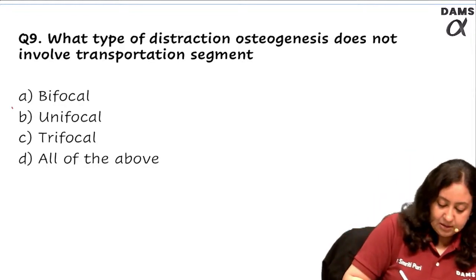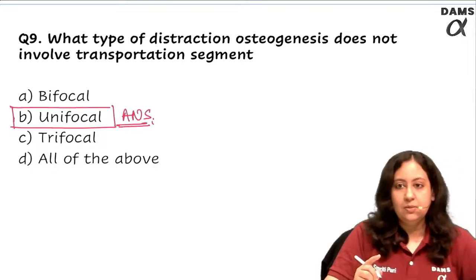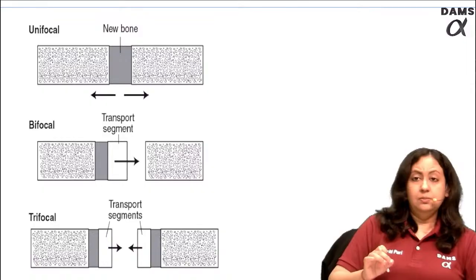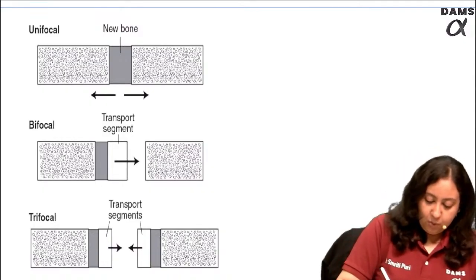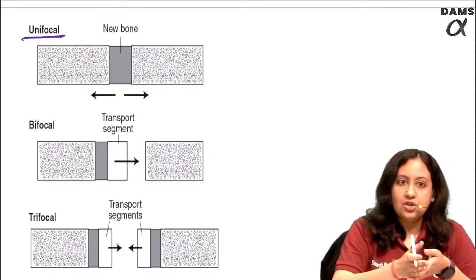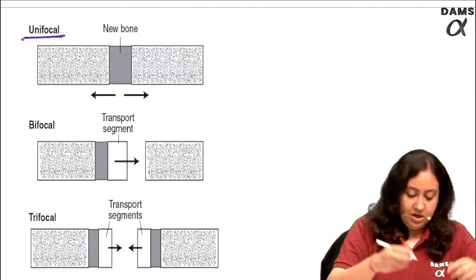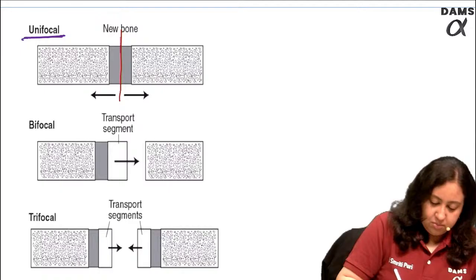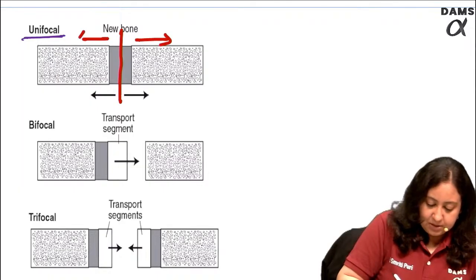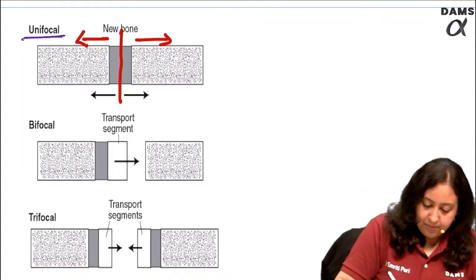Alright. So the correct answer is unifocal. Now for those who have not understood, I'll explain with the help of a visual. Okay. Fine. So unifocal. When we say unifocal distraction, we osteotomize, there is a single osteotomy, and we pull the bones apart. Alright, so we osteotomize this and pull these bones apart. This is unifocal.